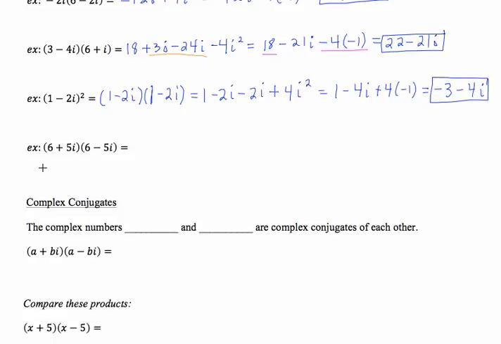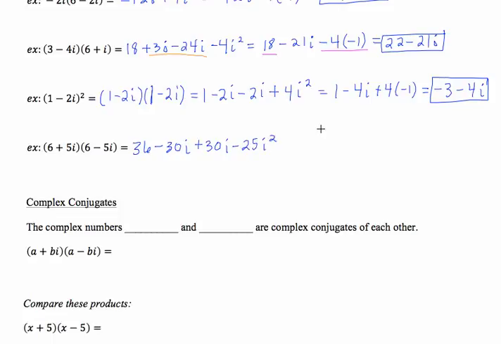And one last example here. This one's a special example. When we FOIL this one, the 6 times 6 becomes 36. The outside terms are 6 times minus 5i, so minus 30i. The inside terms are positive 5i times 6, so positive 30i. And the last two terms are 5i times negative 5i, so negative 25i squared.